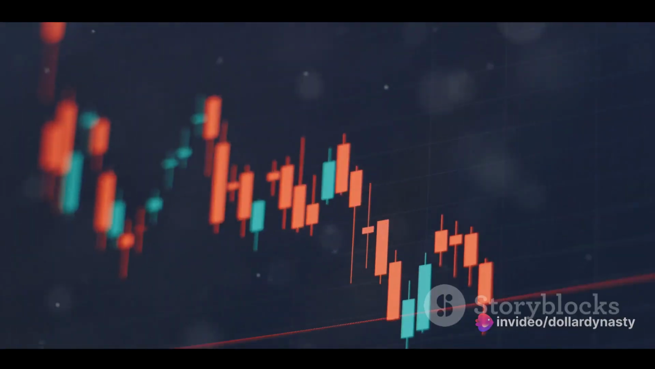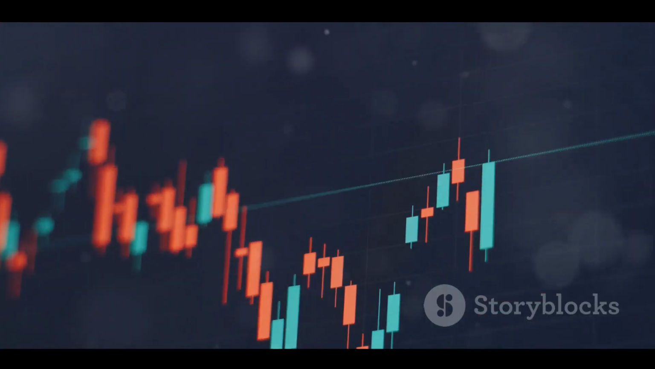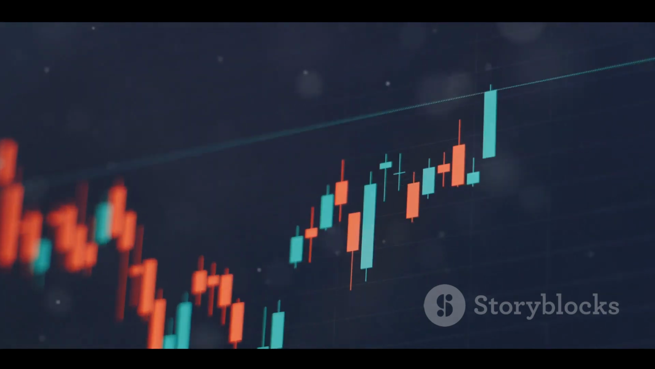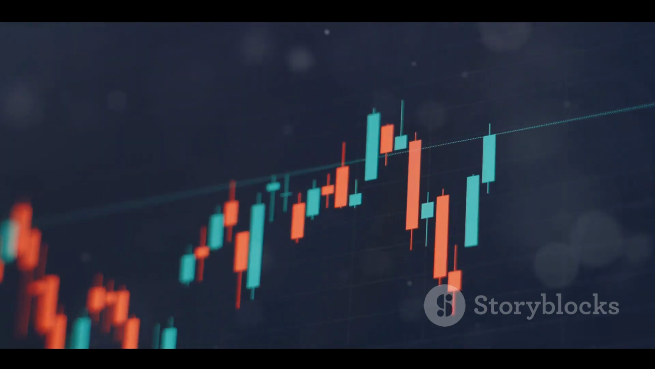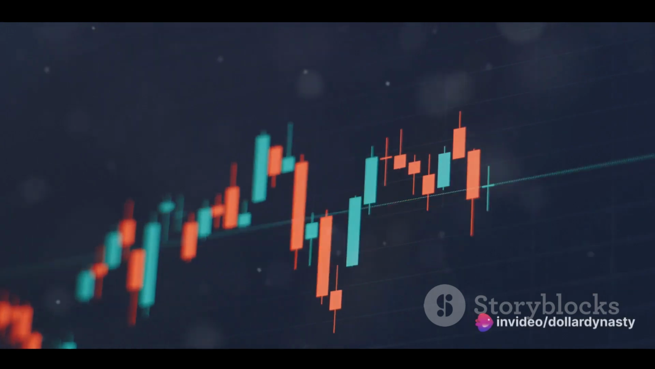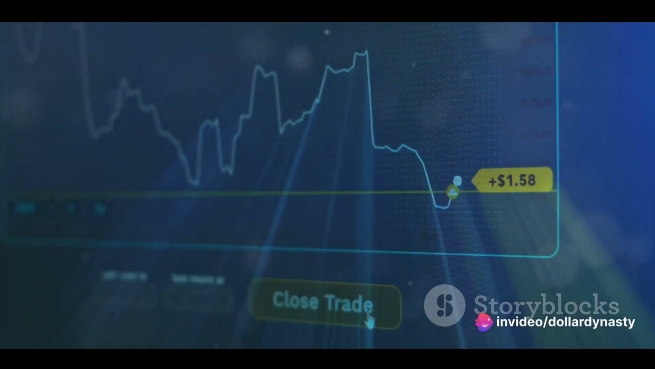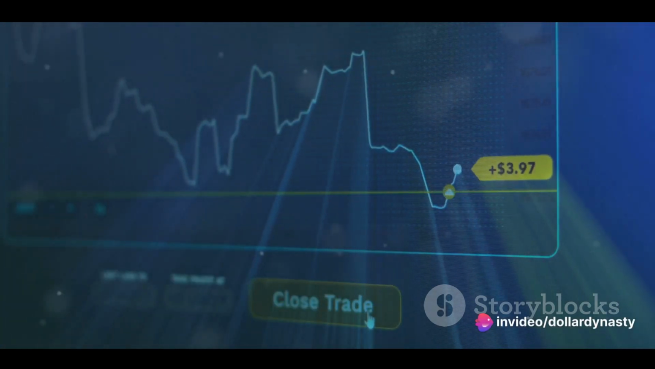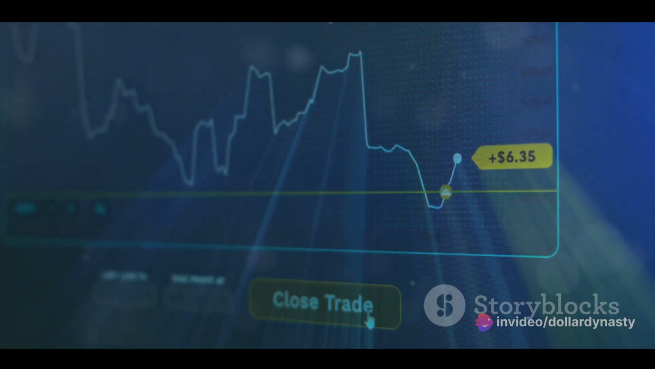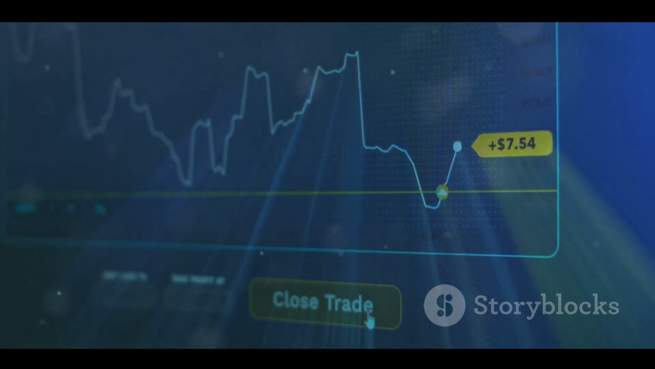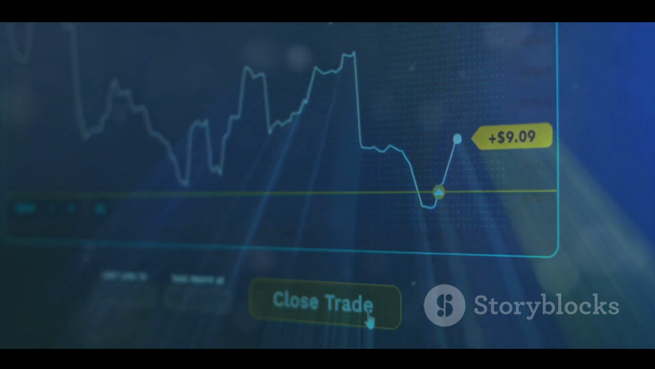Next we have double tops and bottoms, another reversal pattern. A double top forms after a long upward trend when a stock's price reaches the same high point twice, with a moderate decline in between. Similarly, a double bottom forms after a long downward trend when a stock's price hits the same low point twice, with a moderate rise in between.